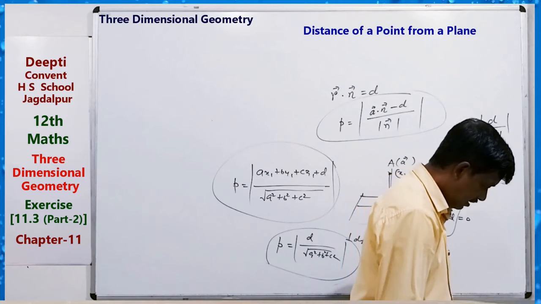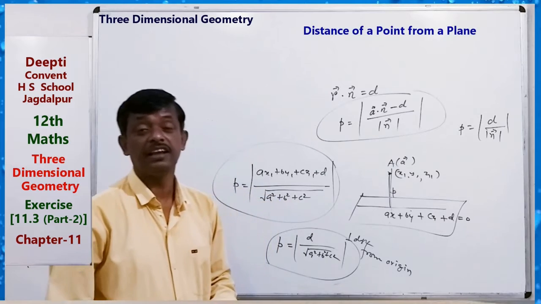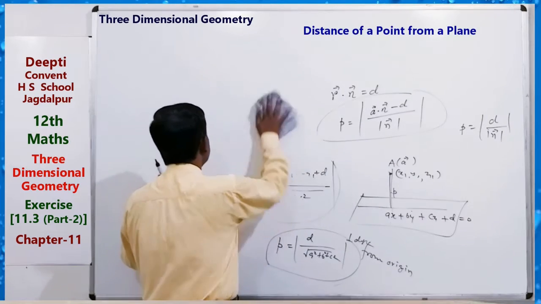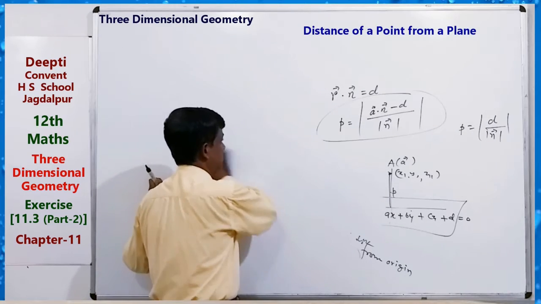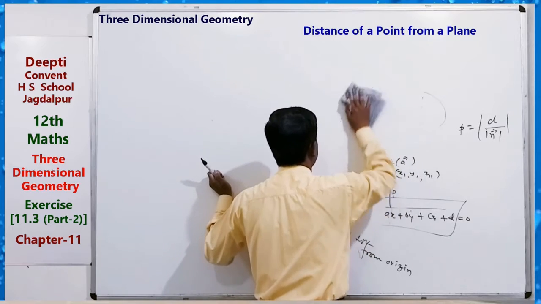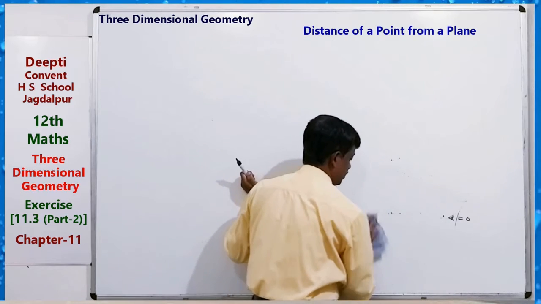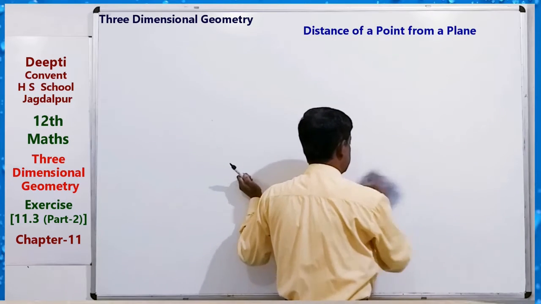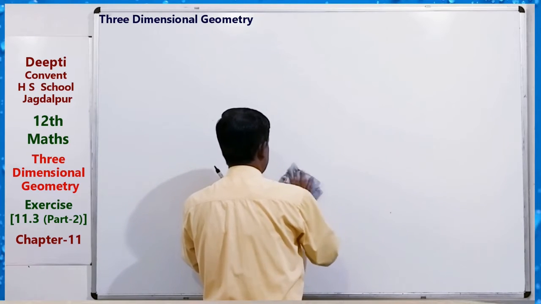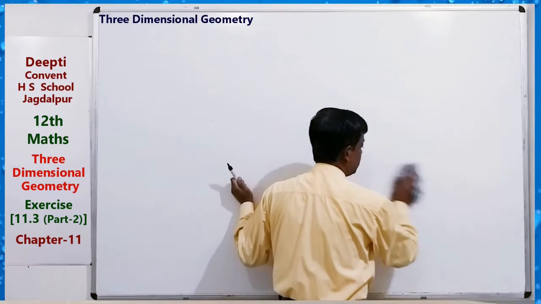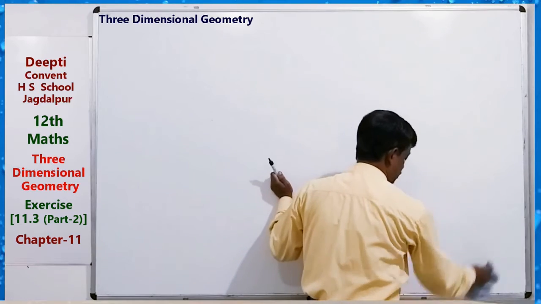And one thing is remaining, that is the angle between a line and a plane. The angle between two planes is given by the angle between their normals. And the angle between a line and a plane can be seen as the complement of the angle between the normal to the plane and the line.